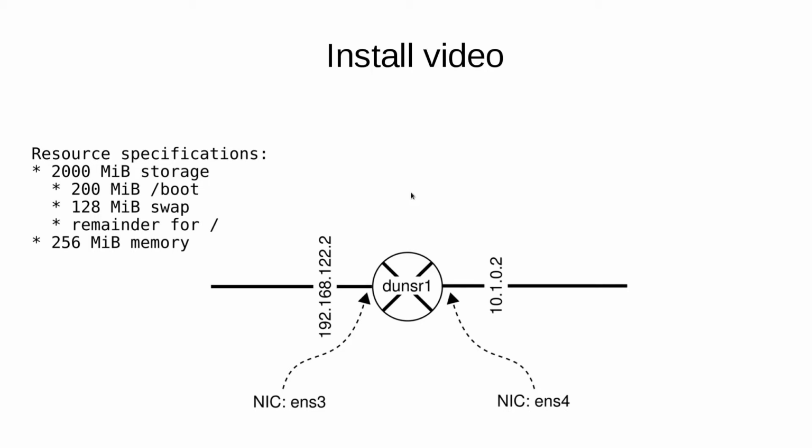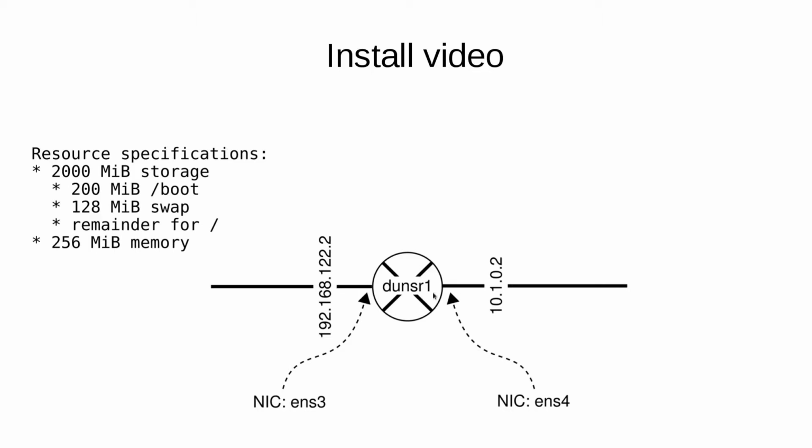In the install video we are going to install Fedora 23 server, but we want to keep the resources as small as possible. So our resource specifications are noted down here. In total we don't want to use more than 2000 megabyte of storage, divided over 200 megabyte storage on boot, 128 megabyte on swap, and the remainder for the root file system. And the amount of memory used on this virtual machine is going to be 256 megabyte.